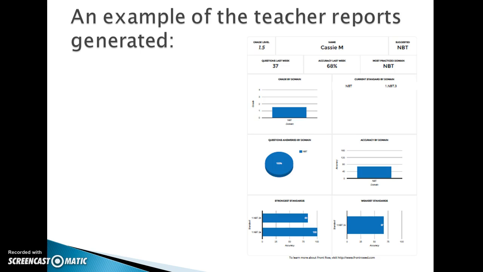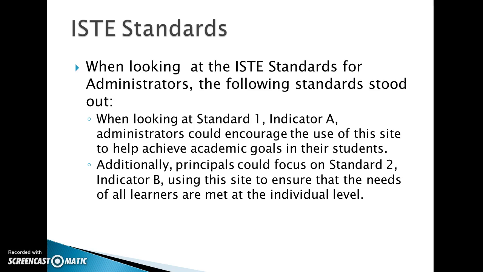So here's an example of a teacher report that was generated. This is actually my kindergarten daughter, Cassie, and you can see her grade level right now in math is 1.5, so about halfway through first grade, and this is in numbers in base 10. So you can see all of hers that she was doing for this document were all numbers in base 10, and you can see how she's been going in her accuracy through those problems.